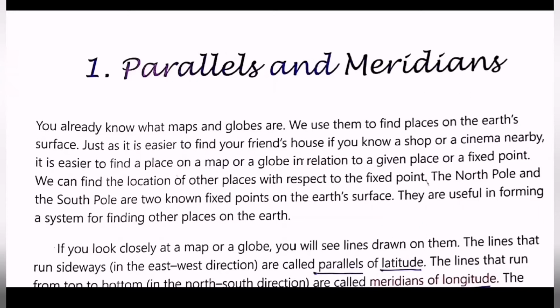Just as it is easier to find your friend's house if you have a fixed shop or a cinema hall nearby, then it will help you to recall that this shop was near my friend's house. Similarly, if you have a fixed point or a given place, then it will help you to locate a place easily. So on the map or globe, we have two poles, that is the North Pole and the South Pole.